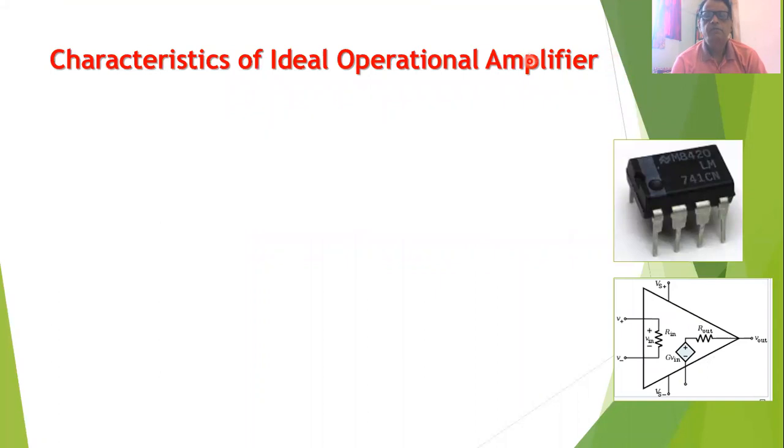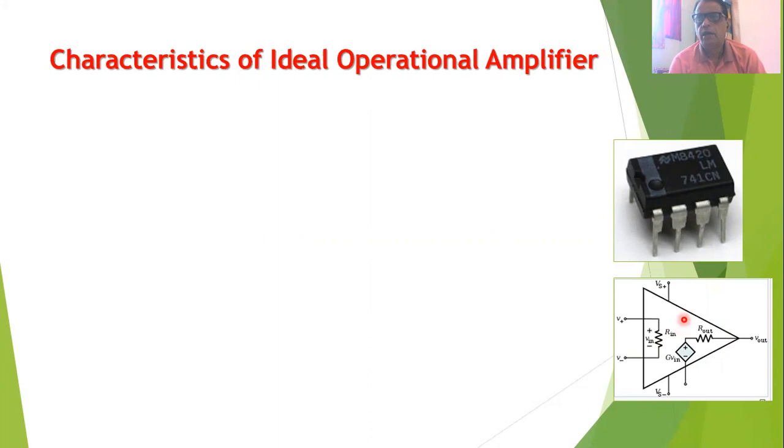So we will start with what we mean by an ideal operational amplifier and what characteristics are associated with it. We know that an operational amplifier is available in the form of an IC, and IC741 is a popular operational amplifier IC. When we draw the equivalent circuit for this operational amplifier, it can be drawn as shown in this diagram. You will find that there are two inputs, non-inverting input and inverting input, and there is some resistance present between the input terminals.